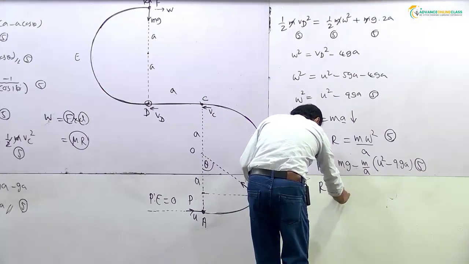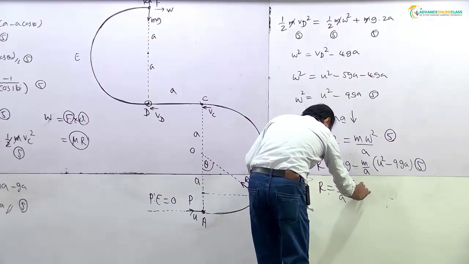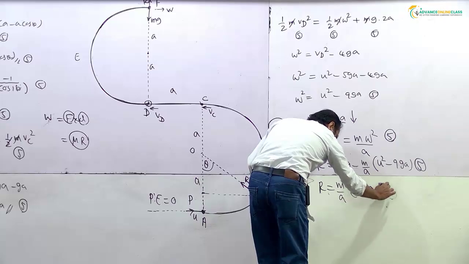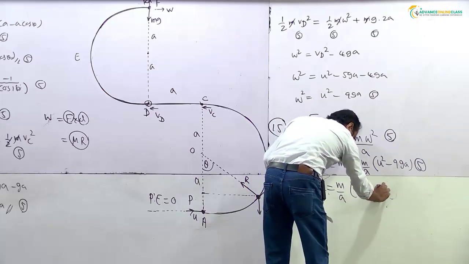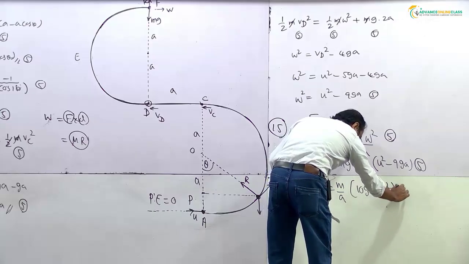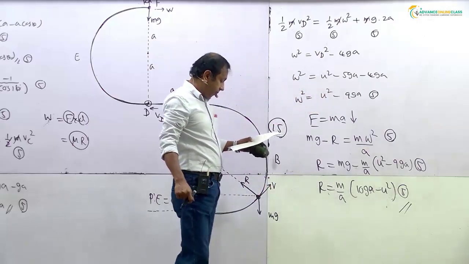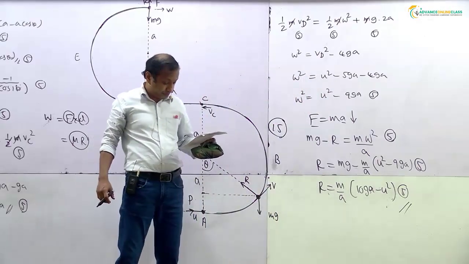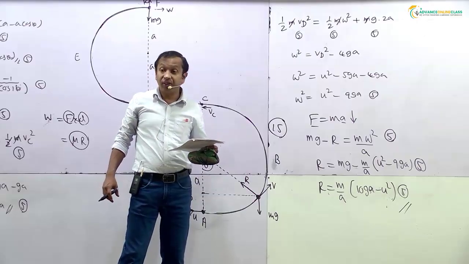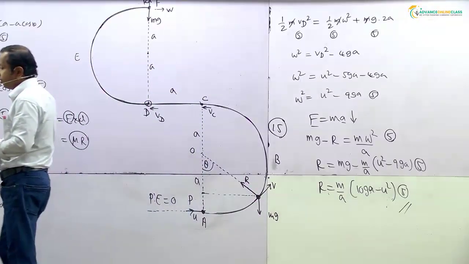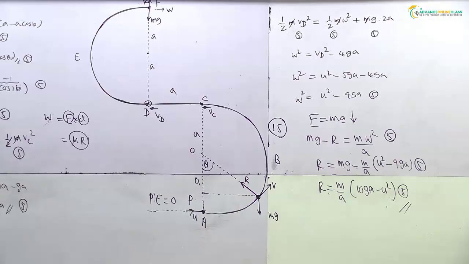R you get as m over a times (10ga minus u squared). For this, we get another 5 marks. This is how we get the answer. See, that question is a very easy question in the paper in the year 2021. This is the end of the discussion today.